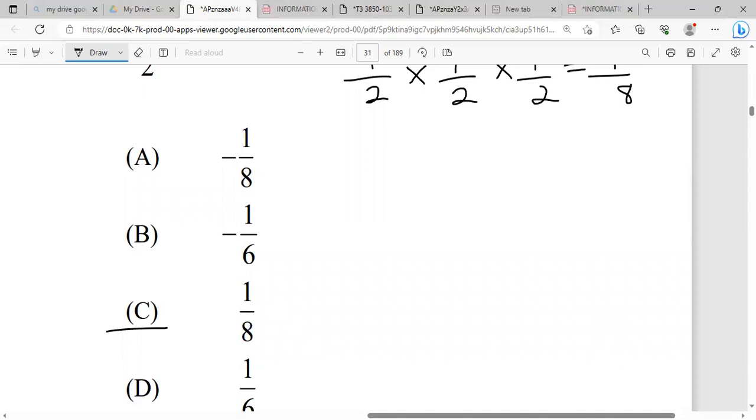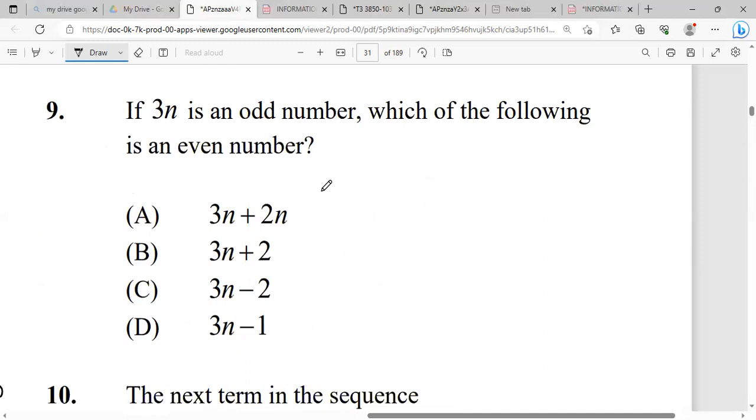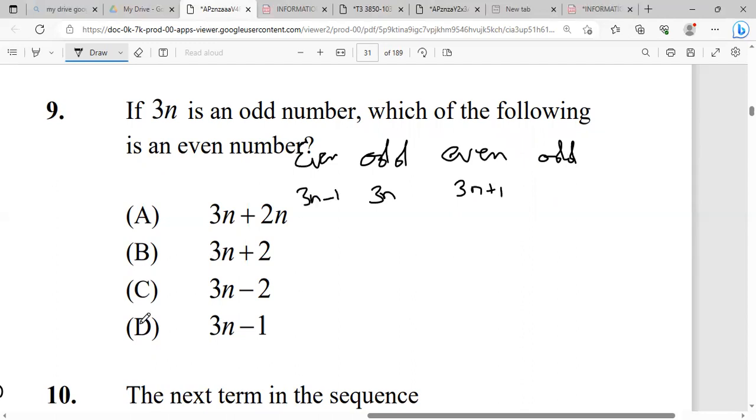All right, let's move on to number 9. If 3n is an odd number, which of the following is even? So we know it already: even, odd, even, odd. So for any number, say the number is 3n, the next even number could be one of two. Either it could be 3n plus 1, or it could be 3n minus 1, right? And in this case, it's D.